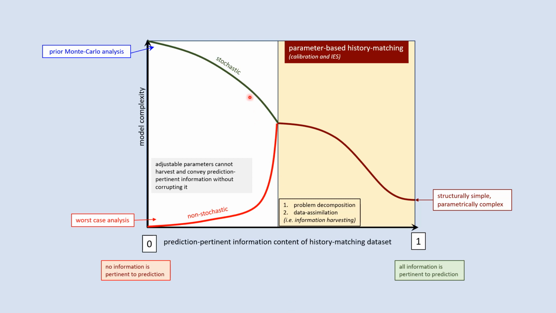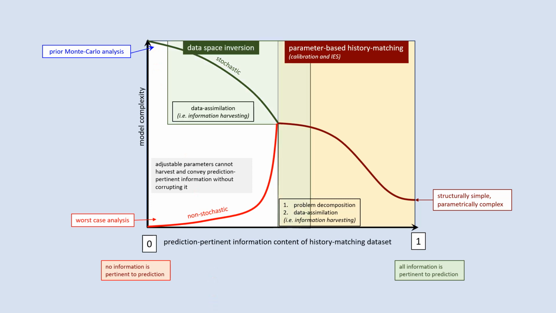In that case, I can be stochastic and I can be as complicated as I like. I do not have to adjust the parameters. The model may take a long time to run. Parameters may be categorical rather than adjustable. If there's no information in the history matching data set, then I can just do prior Monte Carlo analysis of the prediction of interest. If there is information, I can use data space inversion. And data space inversion can be used not just in this white area, but also in this yellow area.